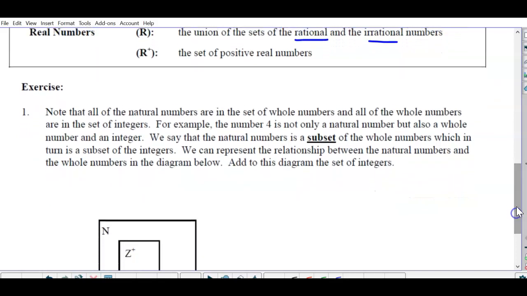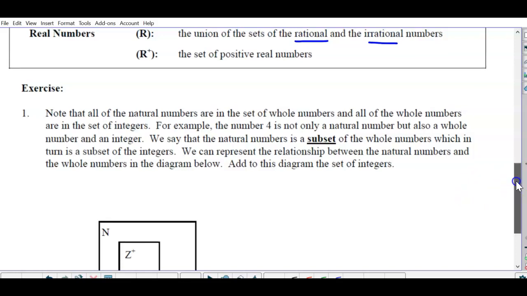So note that all of the natural numbers are in the set of whole numbers, and all of the whole numbers are in the set of integers. For example, the number 4 is not only a natural number, but also a whole number and an integer. We say that the natural numbers are a subset of the whole numbers, which in turn are a subset of the integers. We can represent the relationship between the natural numbers and the whole numbers in the diagram below.